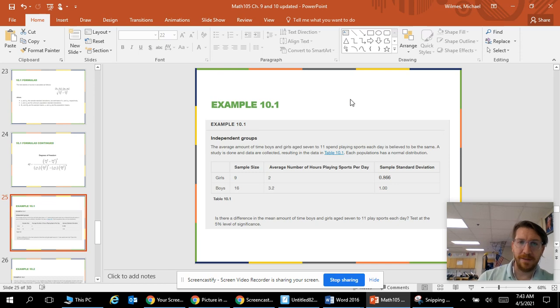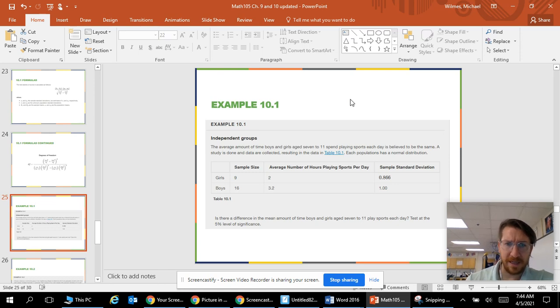So let's do an example. I'll show you how to use that calculator. All right. So the average amount of time boys and girls aged 7 to 11 spend playing sports each day is believed to be the same. Studies are done and data is collected, resulting in this table. Each population has a normal distribution.